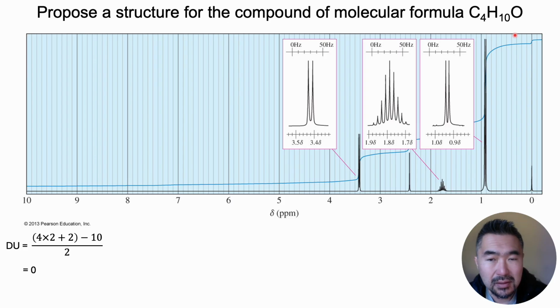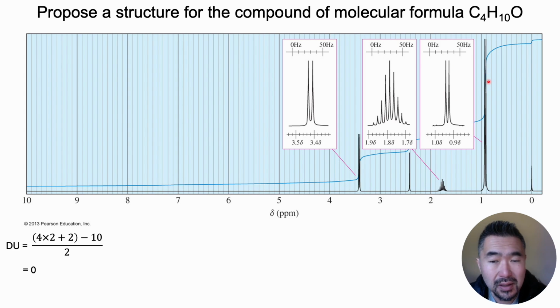And this comes out to be 0, which tells me, what does that tell me? It tells me there's no ring or there's no pi bond if there's 0 degree of unsaturation. Okay, so that's helpful to know. Now let's take a look at the proton NMR more carefully, maybe starting from the right.